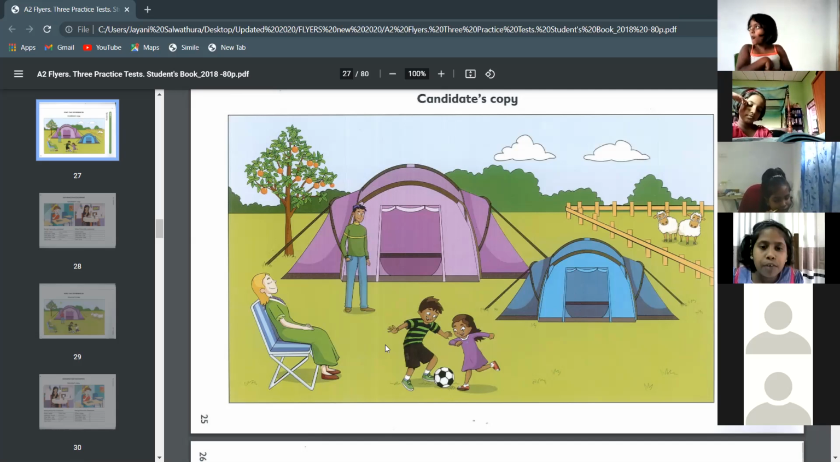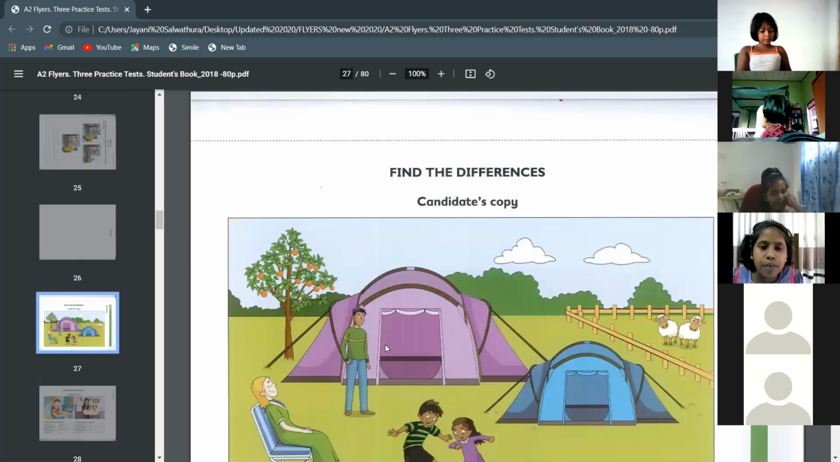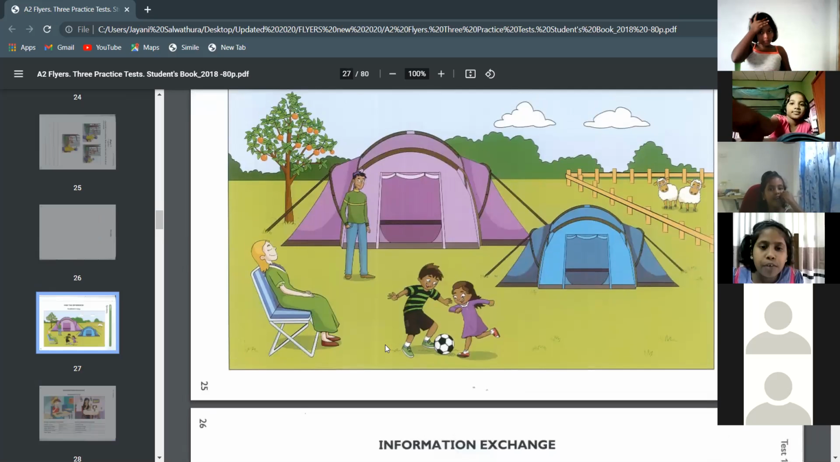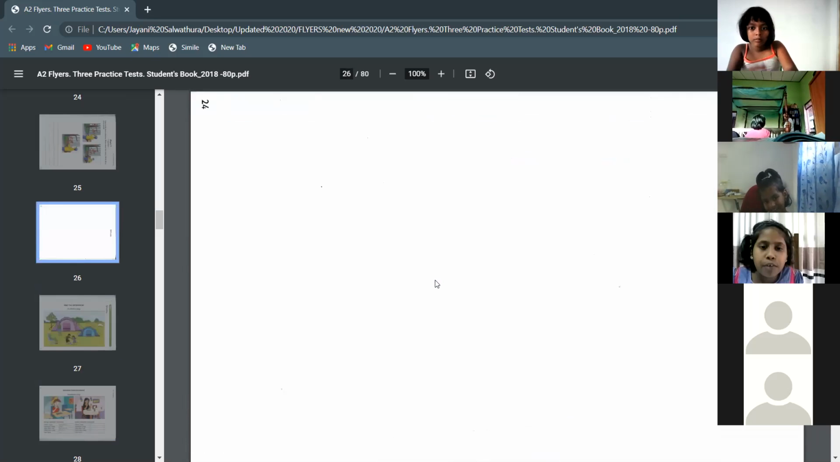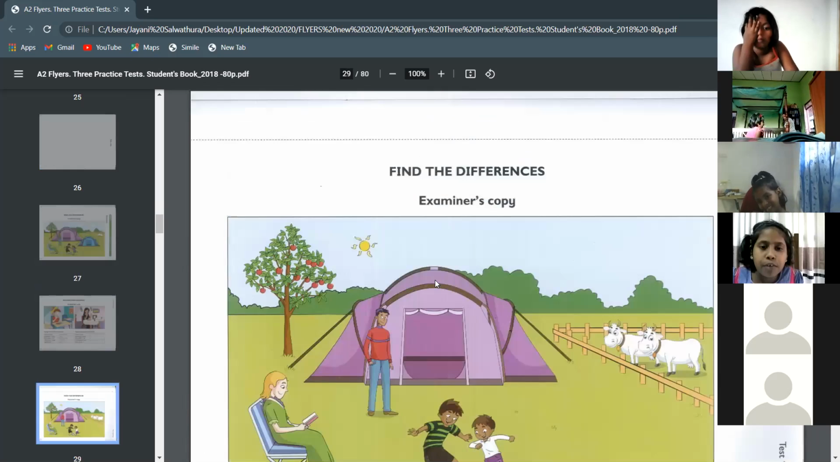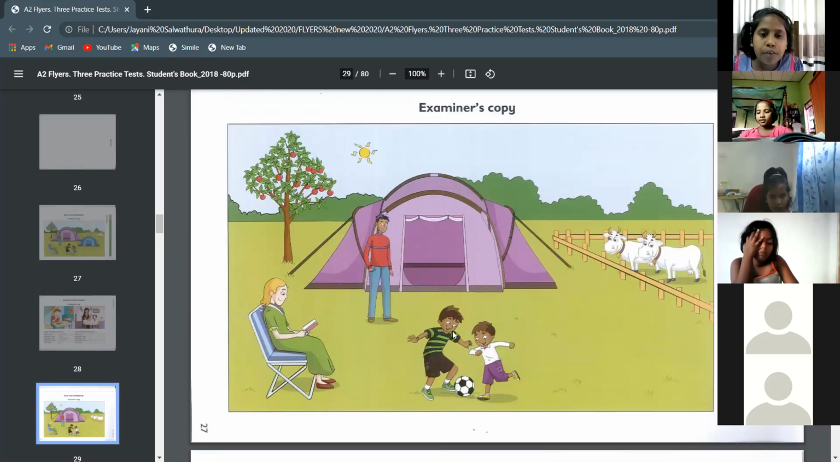Okay, next I'm going to do the last one. In my picture, the woman in the chair is reading a book. In my picture, the woman in the chair is sleeping. Yes, in my picture, the woman in the chair is sleeping.